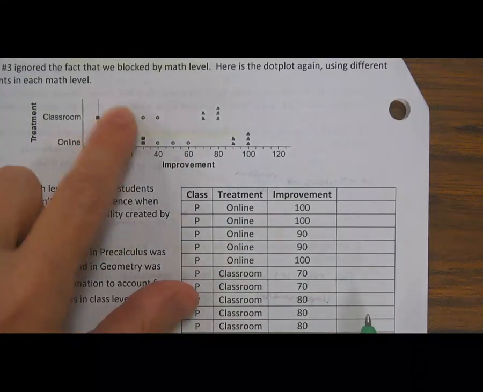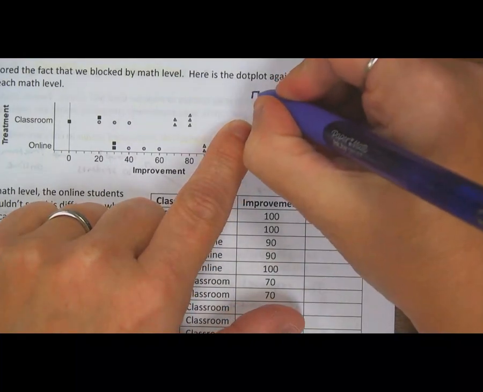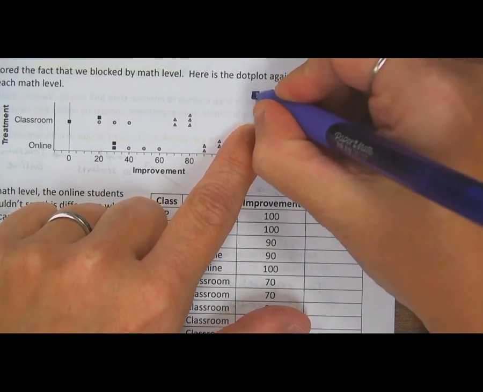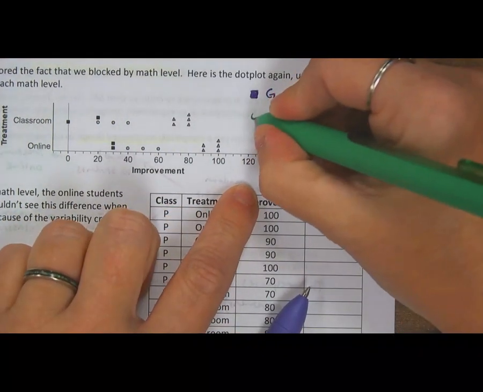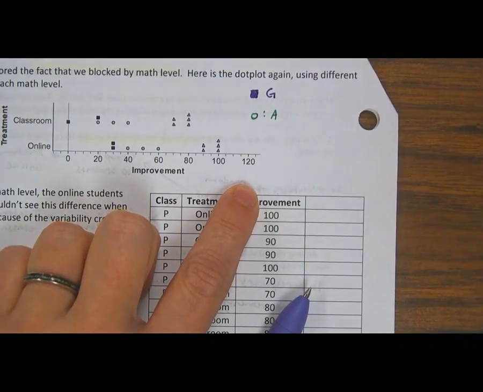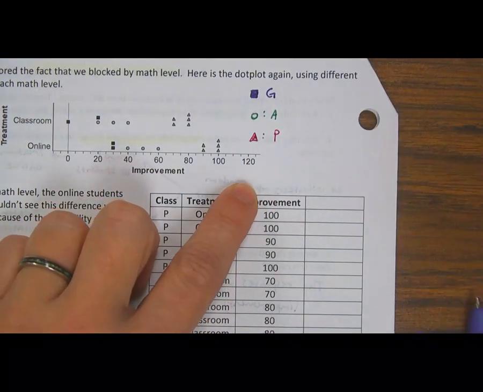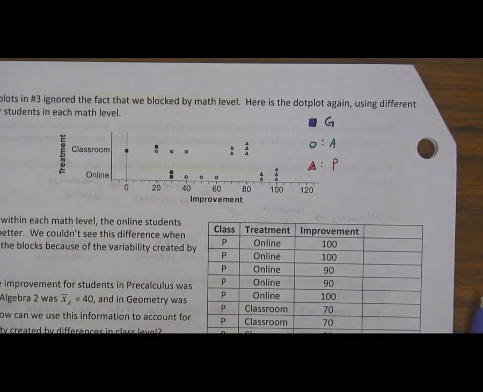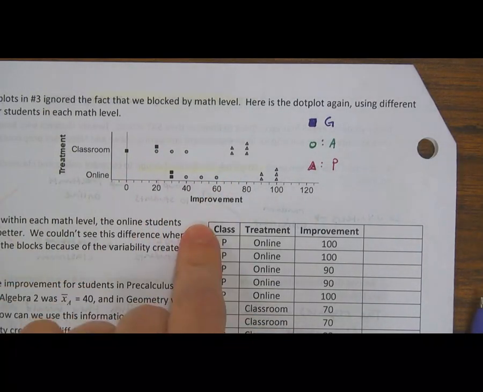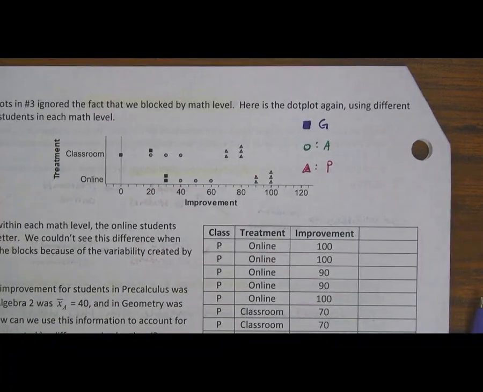And let me just kind of help you out here with a little key. You've got dark boxes, little circles, and little triangles, and you could probably figure this out on your own. But the boxes are going to be the geometry kids. The circles are the algebra 2. And the triangles are pre-cal. So just stare at this for a second, because you may have never seen a graph like this before. Stacked dot plots. It says that in number 3 we ignored the fact that we blocked by math level. So here's the dot plot again using different symbols for students in each math level.